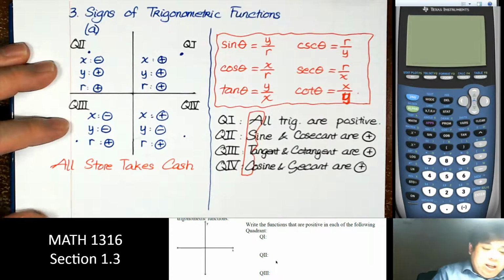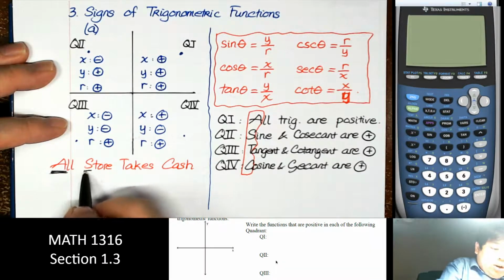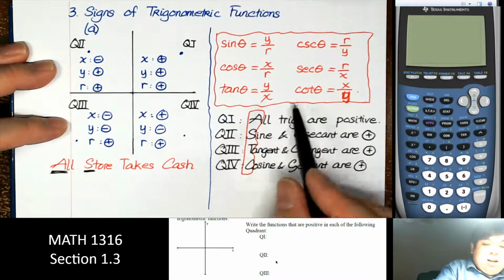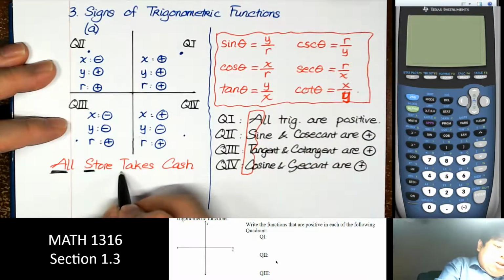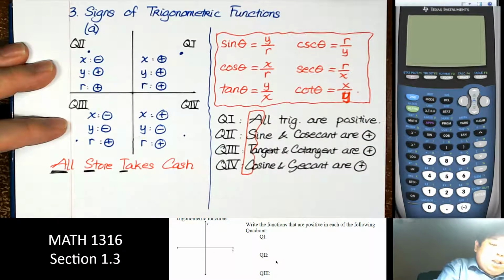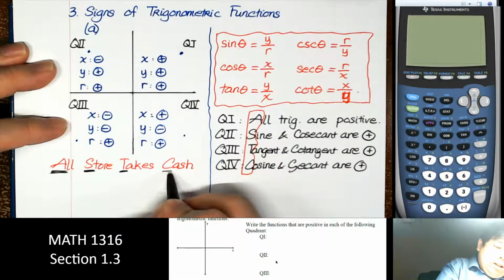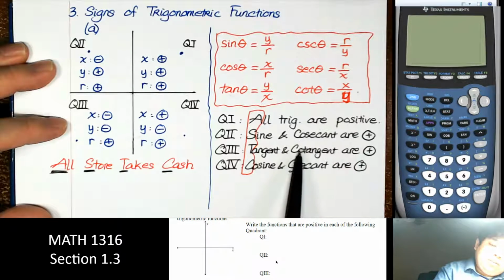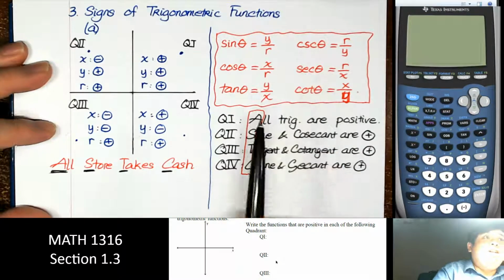Meaning that in the first quadrant, all the trig functions are positive. In the second quadrant, only sine is positive, and of course, the cosecant, its reciprocal, is also positive. In the third quadrant, tangent is positive, and the reciprocal cotangent is also positive. Finally, in the last quadrant, cosine, and equivalently secant, are positive.